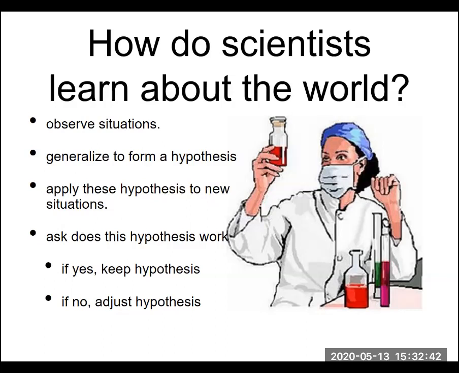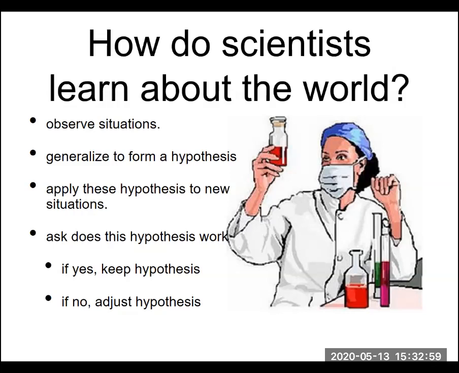So they're going to do experiments, much like the child is going to test your boundaries, test the rules that they're working with. But the scientist is going to ask, does this hypothesis work? Does this hypothesis predict my observation based on this experimental condition or that experimental condition?